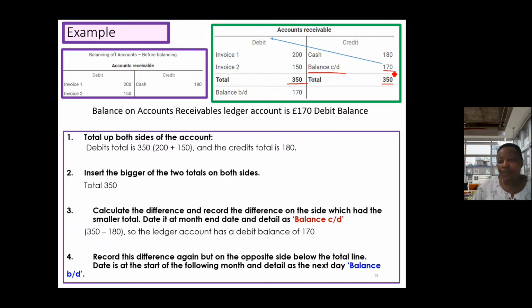This balance carried down, you take to the next accounting period, and that becomes the balance brought down. So you bring it here as balance brought down. This is what is going to start the next accounting period. So in the next accounting period, we have an asset in accounts receivable of 170 pounds. I hope that is clear. First of all, you sum the parts, you look for the bigger one, which is higher, and then you do your subtraction.